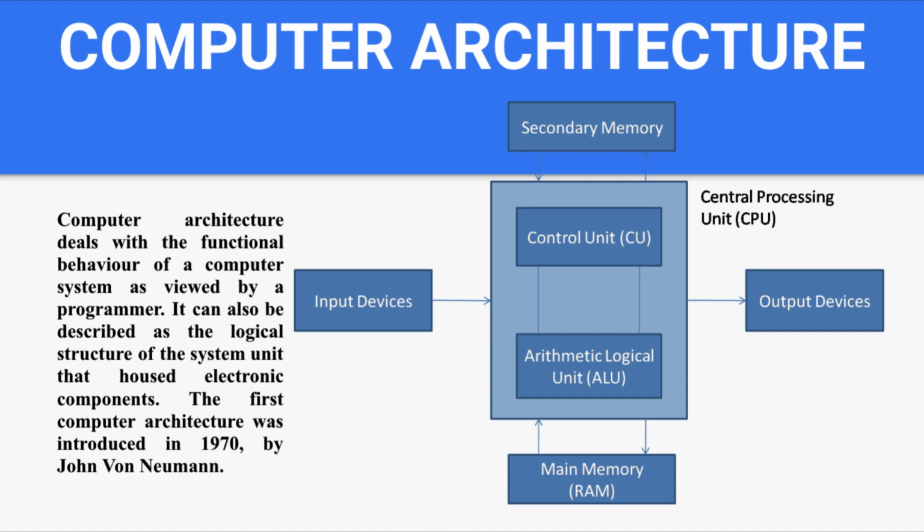Computer architecture deals with the functional behavior of a computer system as viewed by a programmer. It can also be described as the logical structure of the system unit that housed electronic components. The first computer architecture was introduced in 1970 by John von Neumann.